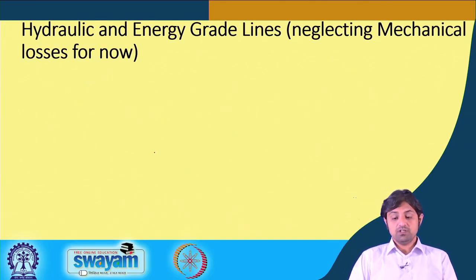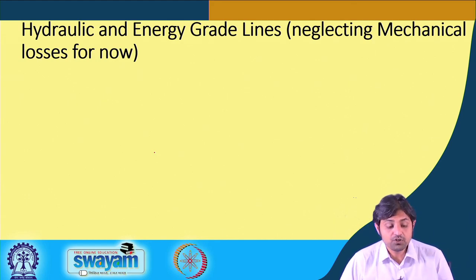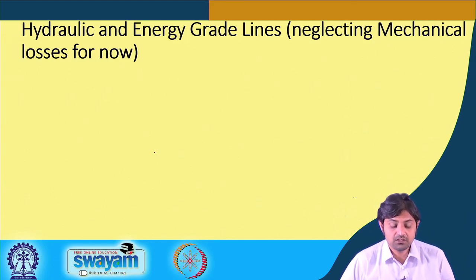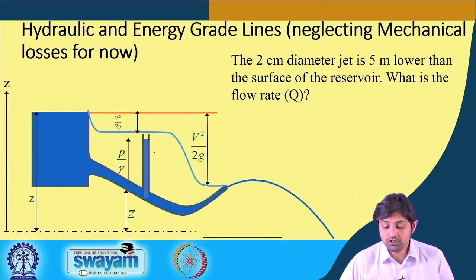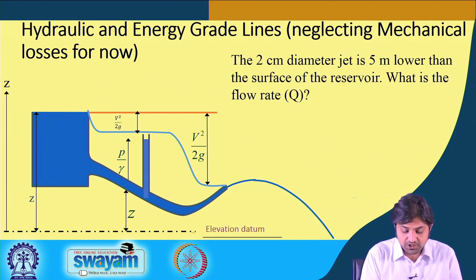So we talked about hydraulic and energy grade lines. The question is: the 2 centimeter diameter jet is 5 meter lower than the surface of the reservoir. What is the flow rate Q? Let us draw a figure like this. So this is the elevation datum here.